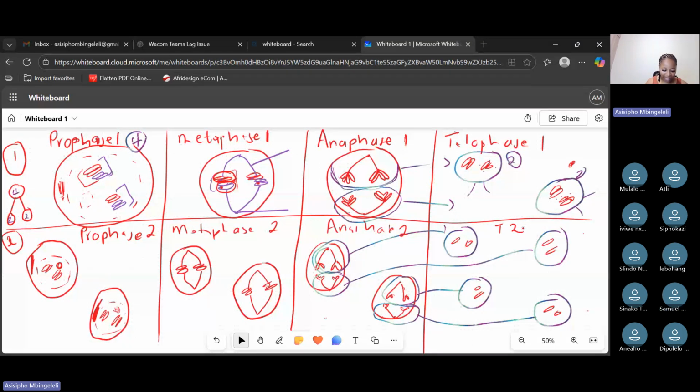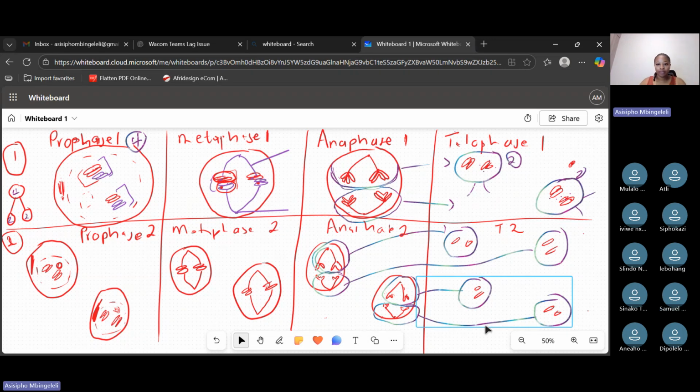How many chromosomes did we have in prophase 1? Please tell me. 4. 4 chromosomes. How many chromosomes did we have in prophase 2 in each cell? 2. True, ma'am. So the chromosome number is halved. So the cells that undergo the second meiotic division already have half the number of chromosomes. Okay. This is consistent. Yes, is there a question?